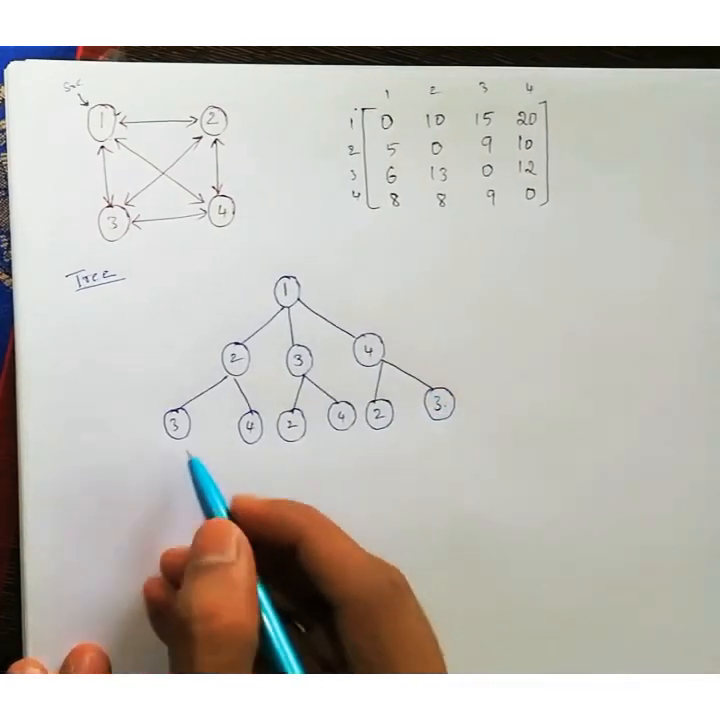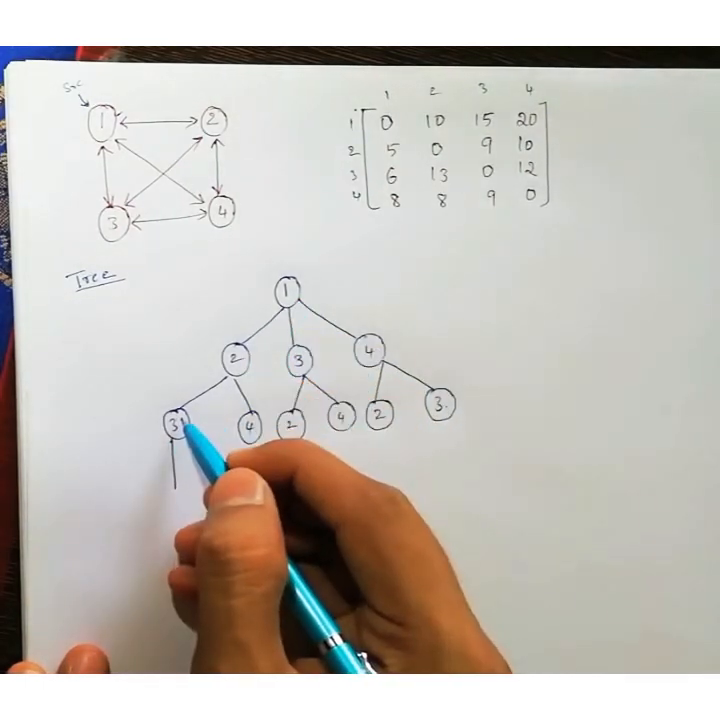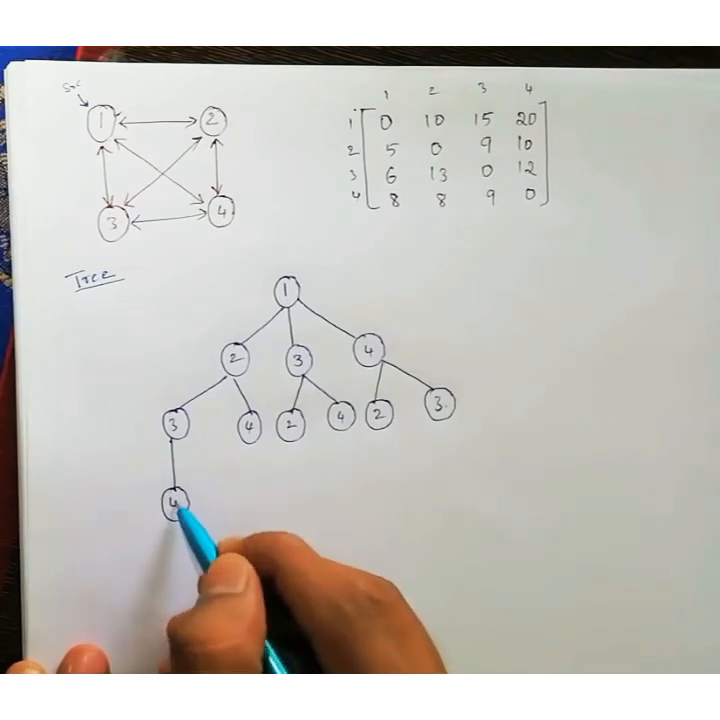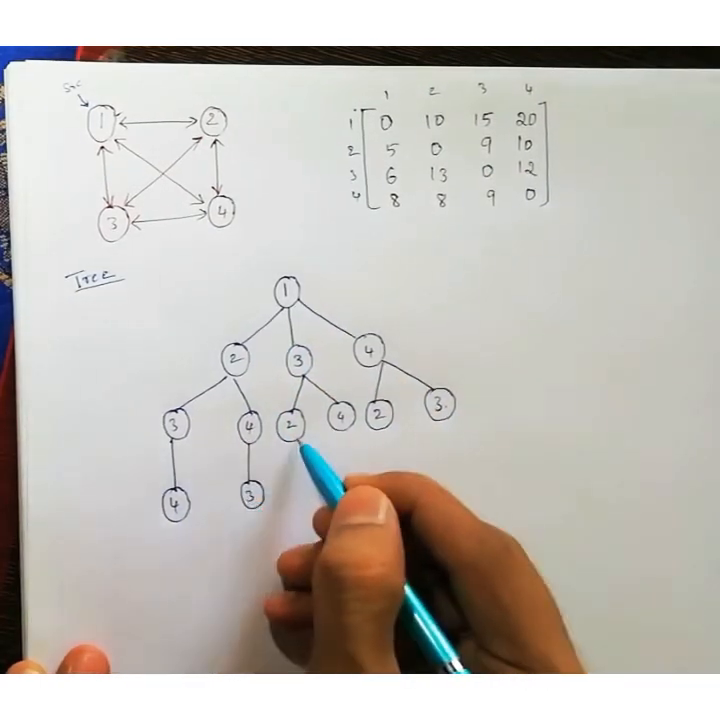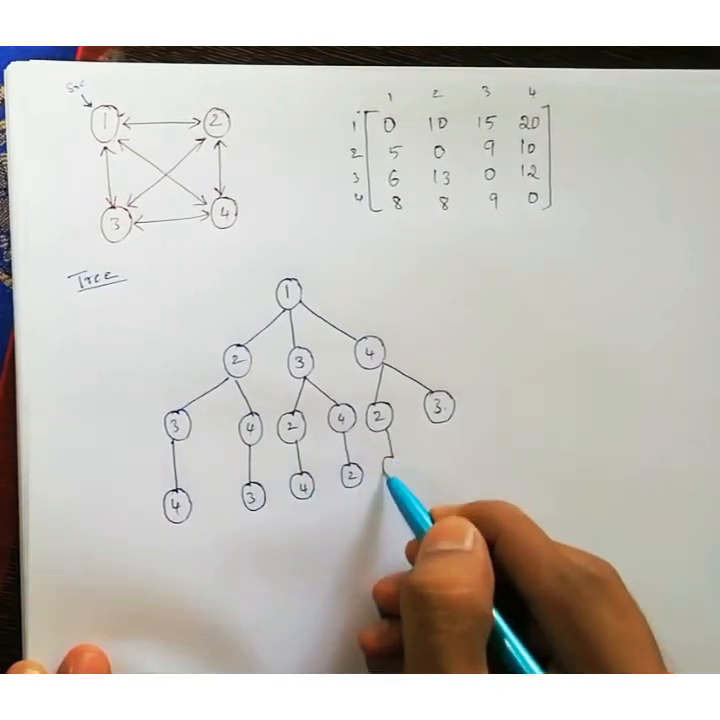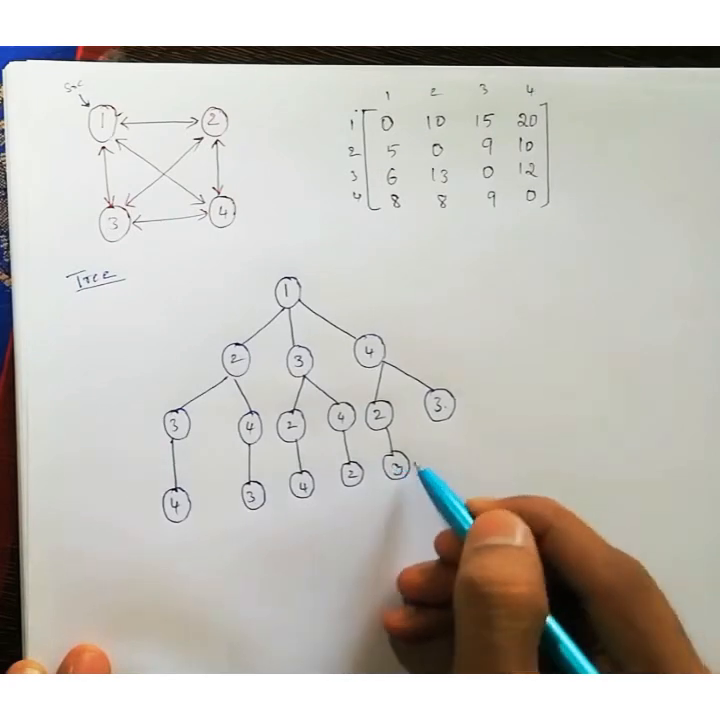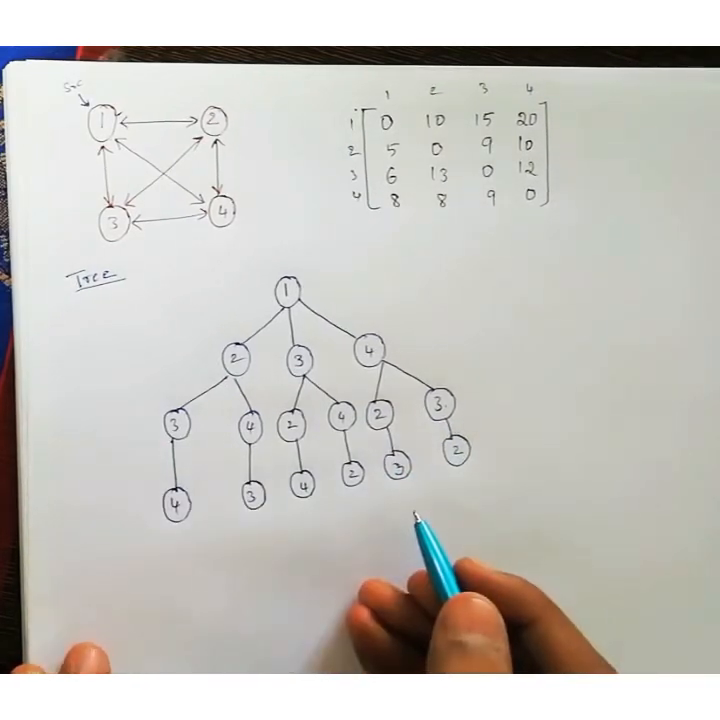That's it. Next, from 3 where can I go? That means 1, 2, 3, 3 cities are covered. What is the remaining city? That is 4. Next, from 4, 1 2 4 finished. What is the remaining city? That is 3. Next, here what is the remaining city? 4. Here the remaining city is 2. Here the remaining city is 3. Here the remaining city is 2. That's it. So these are all the possible paths.